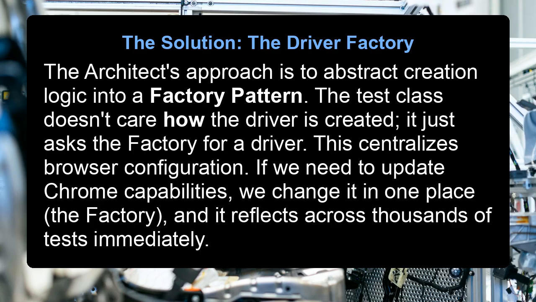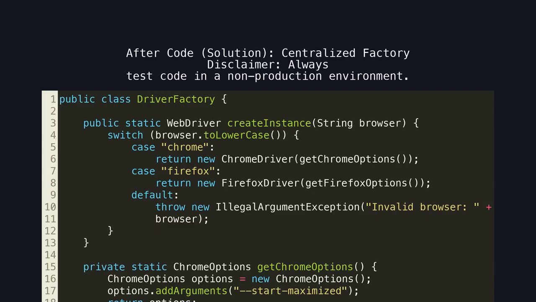The architect's approach is to abstract creation logic into a factory pattern. The test class does not care how the driver is created. It just asks the factory for a driver. This centralizes browser configuration. If we need to update Chrome capabilities, we change it in one place, the factory, and it reflects across thousands of tests immediately. After code solution, centralized factory.